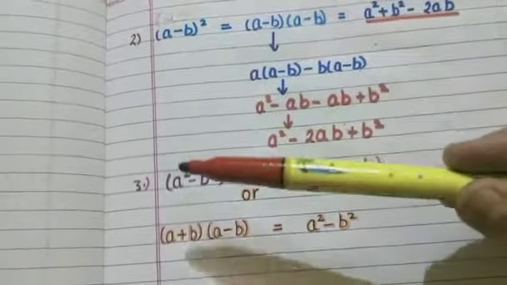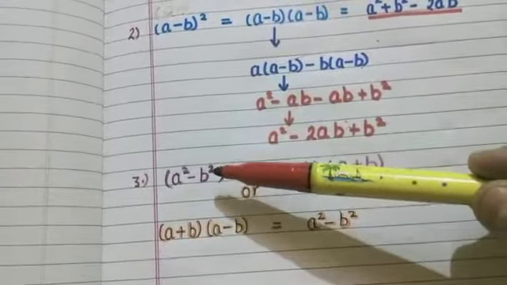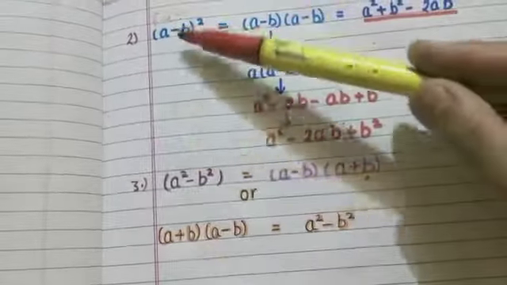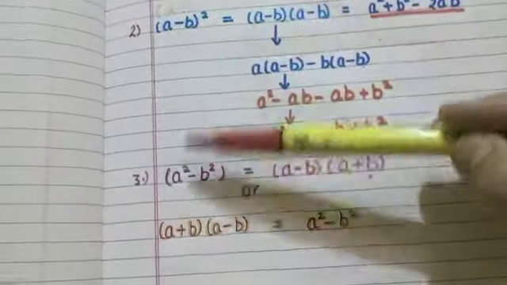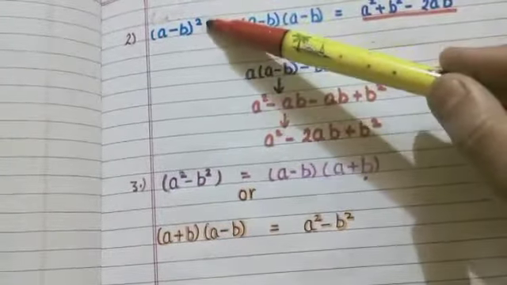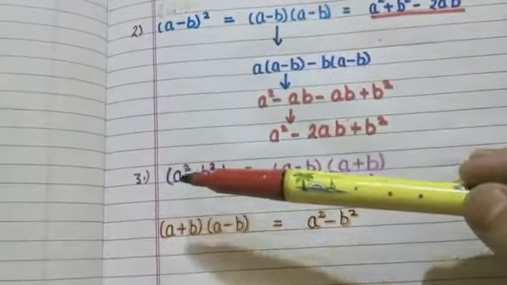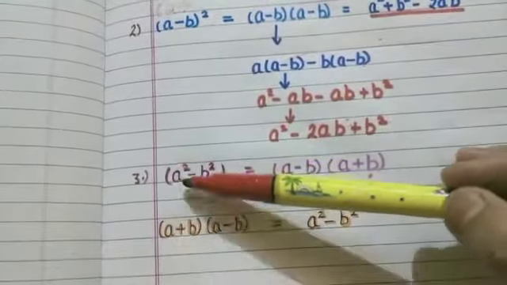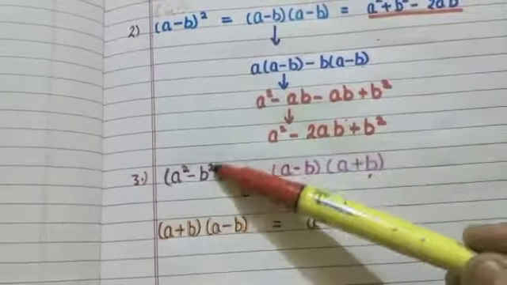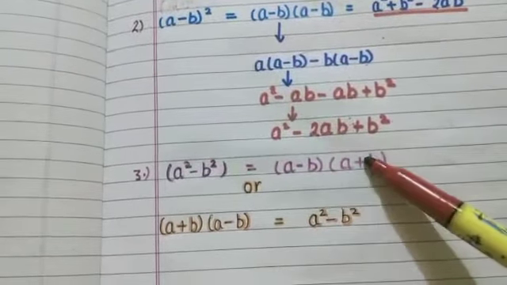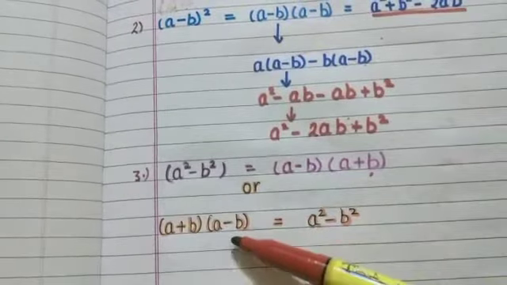Now we have one more, a square minus b square. Let's see the difference between the two. In a minus b whole square, the square is over the entire term. But in this one we have the square on individual terms, that is a square minus b square. And this is expanded in this form, a minus b times a plus b, or sometimes it is also written in that form.